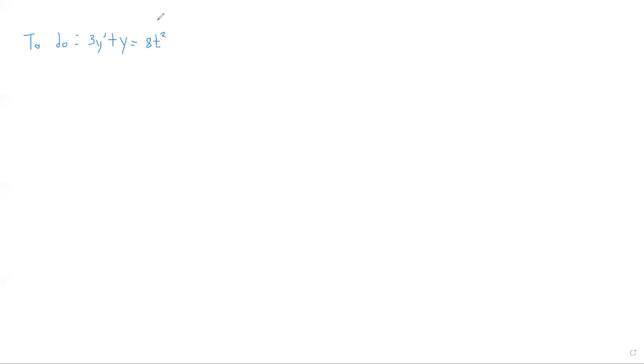When you get it correct, you should get an answer y of t equal to at squared minus 48t plus 144 plus c e to the negative t over 3. I already did this, so I know the answer. This is for your own practice.